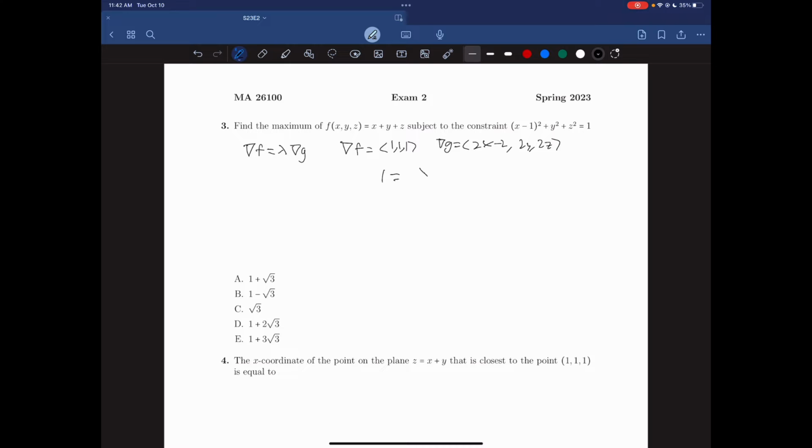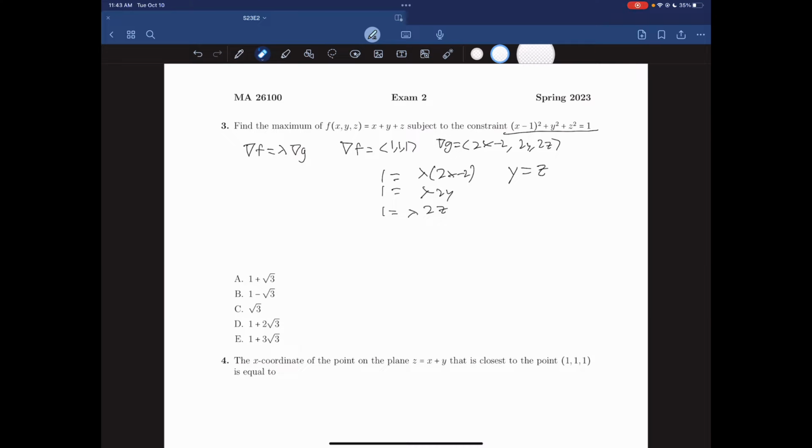So 1 equals lambda times 2x minus 2. 1 equals lambda times 2y. 1 equals lambda times 2z. And setting those last two equal to each other, we're just going to get y equals z, which is going to make it much easier for us. Solving for x is going to be pretty useful too, just because we can plug it into our constraint function and actually solve for lambda.